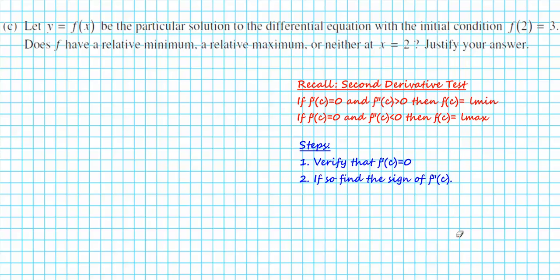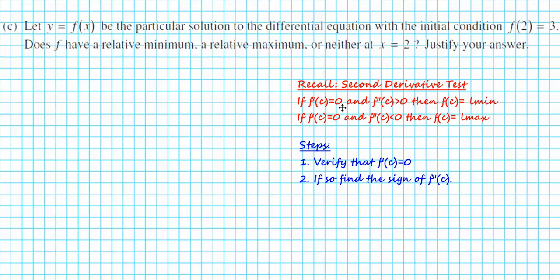Okay, let's take a look at the C part. It says let y equals f of x be the particular solution to the differential equation with the initial condition f of 2 equals 3. Question, does f have a relative min, a relative max, or neither at x equals 2? Justify your answer. All right. Now we are asked to provide justification here, so we want to be careful to tie everything together once we are done.